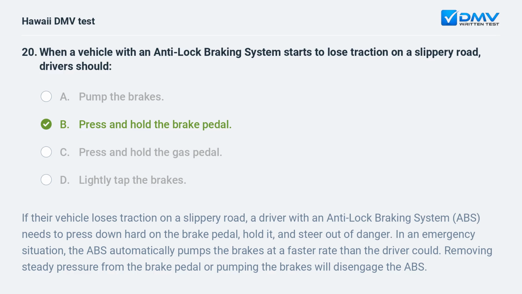B. Press and hold the brake pedal. If their vehicle loses traction on a slippery road, a driver with an anti-lock braking system (ABS) needs to press down hard on the brake pedal, hold it, and steer out of danger. In an emergency situation, the ABS automatically pumps the brakes at a faster rate than the driver could. Removing steady pressure from the brake pedal or pumping the brakes will disengage the ABS.